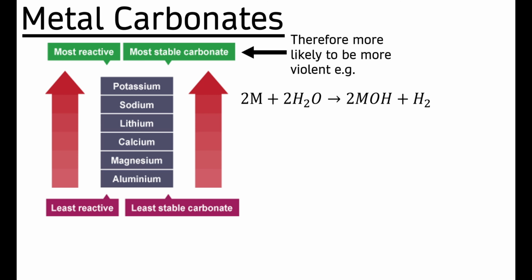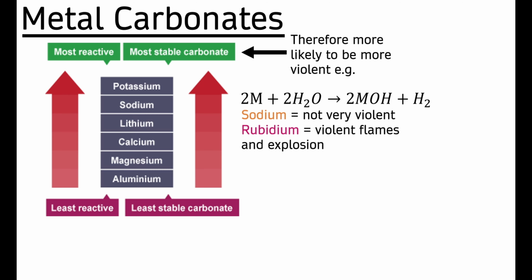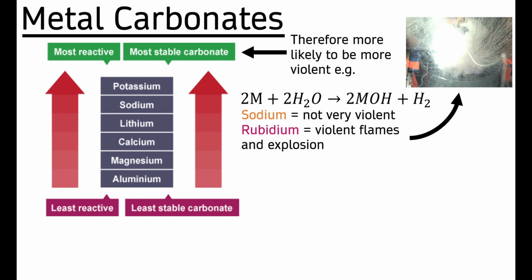For example, here, alkali metals in water. In this reaction, sodium is not very violent. It only produces a small amount of fizzing and maybe a few pops. Rubidium or cesium, however, is much more violent, as seen in this experiment run by Periodic Videos at the University of Nottingham.